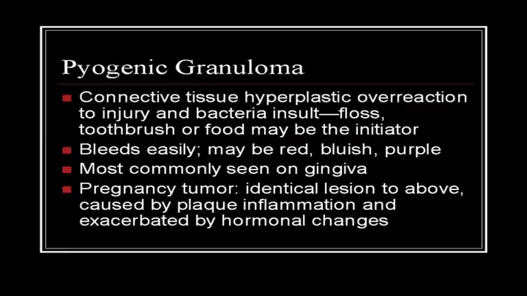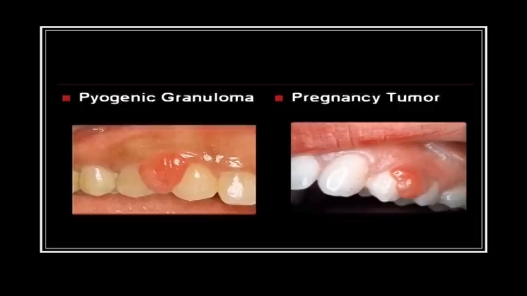Our last lesion today is the pyogenic granuloma and isn't truly a traumatic lesion, but is included in the group because it is a connective tissue hyperplastic overreaction to injury or bacterial insult. For example, cutting the tissue with floss or your toothbrush or a little piece of food may initiate this lesion. It's characterized by bleeding easily, may be red, bluish, or purple in color, and is most commonly seen on the gingiva.